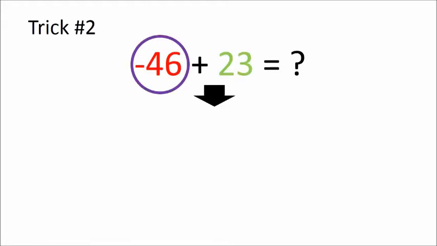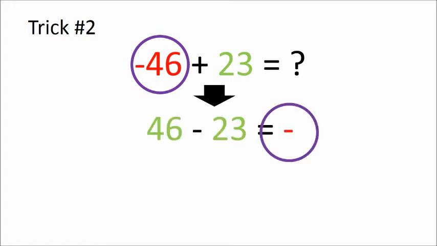So we can draw another conclusion, other than that they're opposites, negative and positive. The conclusion this time is, if we circle the sign of the larger number, we know the answer is going to take that sign. In this one, the negative is higher, so it's going to be a negative answer. So over here, we throw the negative over there, and we just do a normal subtraction problem. Now we have 46 minus 23. We know the answer is going to be negative.